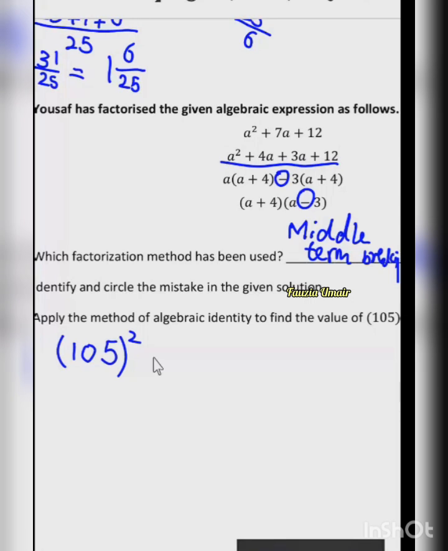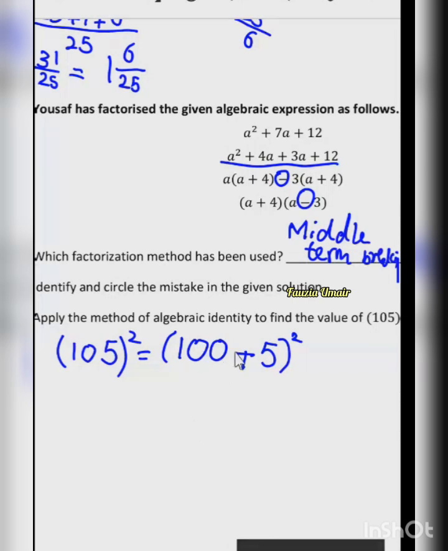So now what should I do? We will make two numbers. So which two numbers do you prefer? 100 plus 5. That's right. So the two numbers should be 100 plus 5. We were unable to apply any identity on 105 square, but now we are going to apply the identity because it is a plus b whole square.